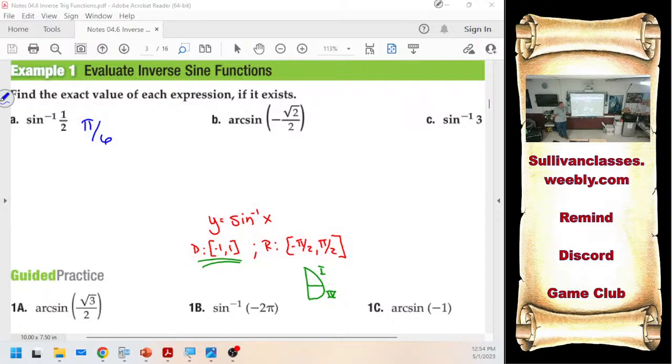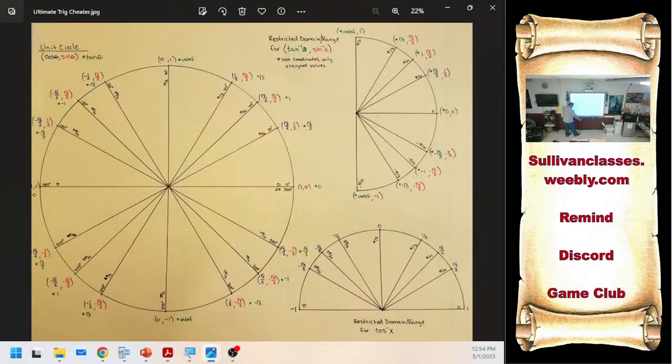It's a legal value, arcsine. I can only look in what 2 quadrants? So I go into quadrant 4. I look for a negative root of 2 over 2, but I can't say 7 pi over 4. So I instead say its negative counterpart, negative pi over 4.